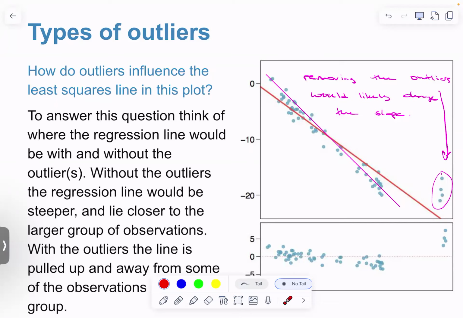But if there's a drastic change to the slope of the line, which would also impact your predictions, then I would probably say exclude the outliers, right? If they're going to change your predictions and make them less reliable, then you should exclude the outliers. Yeah? But it's really just a judgment call, and that's what's no fun about outliers.